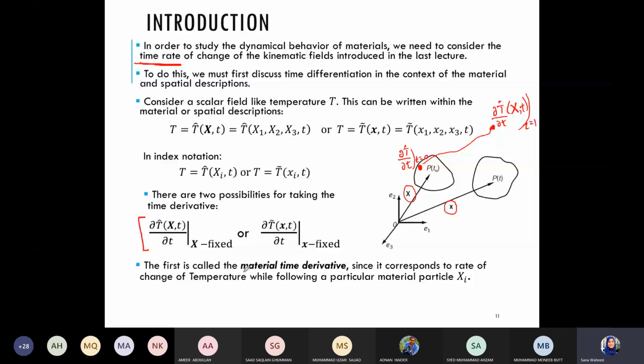So that's why this is known as the material time derivative, because इसमें हम एक rate of change किसी property का find कर रहे हैं with respect to a particle. हम एक particle को follow कर रहे हैं और उसका rate of change find कर रहे हैं.